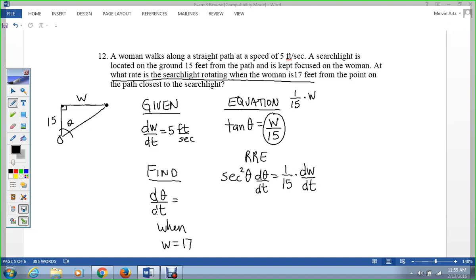So what information can we plug in? We have dw dt. So let's plug in our given information. So we have 1/15 times the woman's speed, which is 5 feet per second.